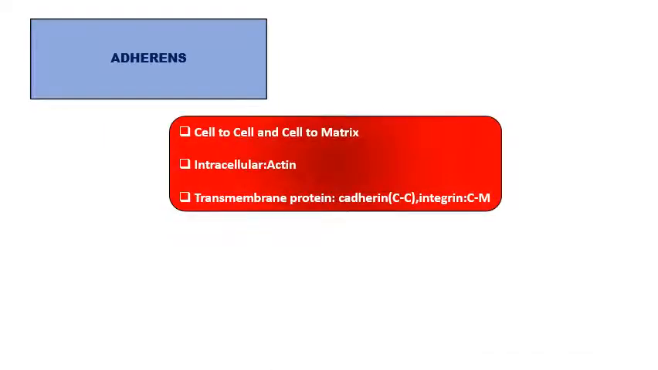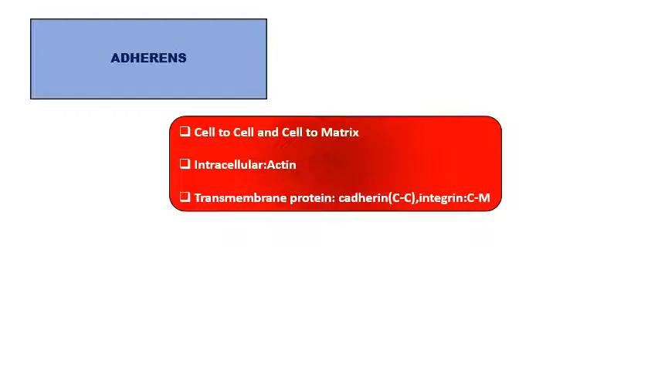So moving on to the study of adherens. The adherens are the type of cell junction that are involved during cell-to-cell interaction or cell-to-matrix interaction. During a cell-to-cell interaction, the intracellular protein that is involved is actin. And transmembrane proteins are also involved in adherens junction, that is cadherin, when there is a cell-to-cell interaction.